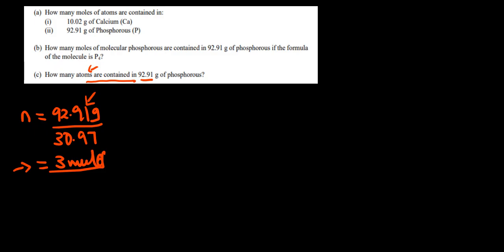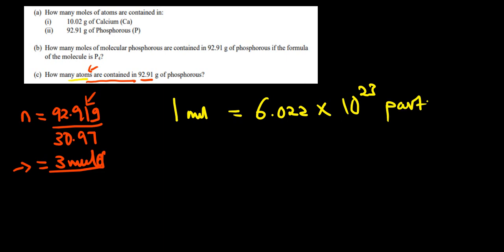Now to calculate the number of atoms, we are going to use Avogadro's constant. So we say 1 mole is equal to 6.022 multiplied by 10 to the power 23 particles. You have to know that 1 mole of anything that you can have contains exactly the Avogadro's number of particles, so 6.022 times 10 to the power 23 particles.